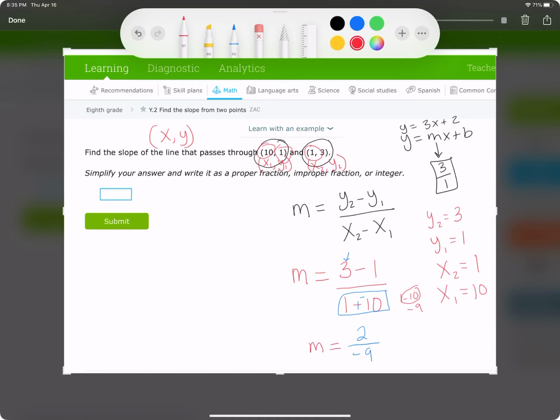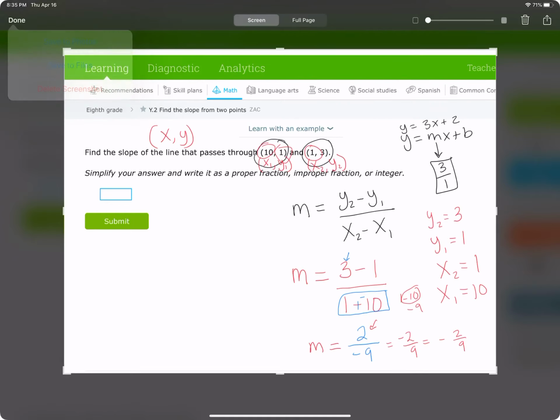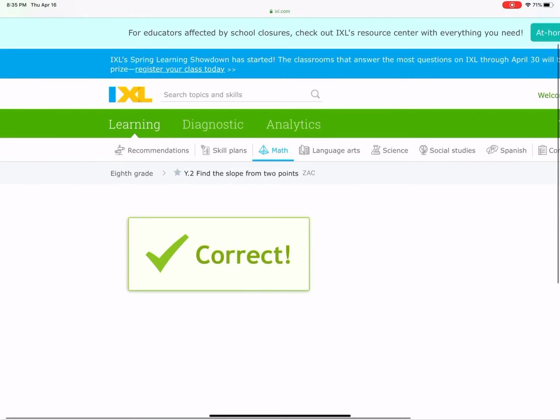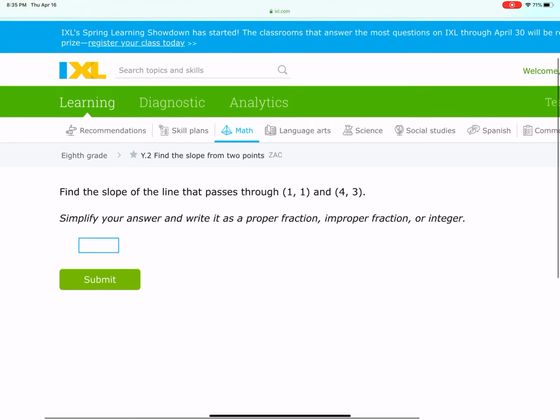So the slope is negative 2 over 9. You can write it as negative 2 over 9, or you can write it as negative 2/9, or you can write it as I had it in blue, 2 over negative 9. So let's go and type that, 2 over negative 9. Let's see if they accept it. Yeah, they did. Okay, now let's try doing one more.